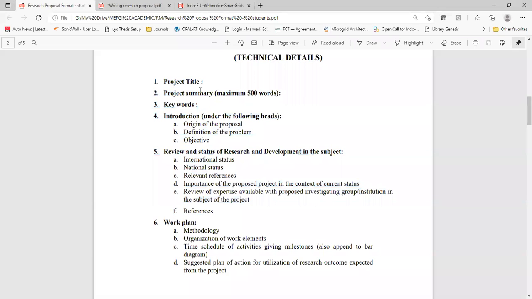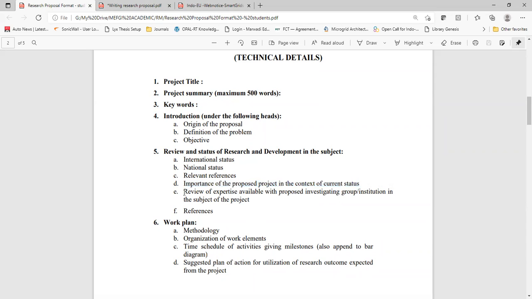Project title will be 1 line. Project summary will be 1 page. Keywords will be 3 to 4. Introduction, that is origin of the proposal, half page. Definition of the problem, not more than half page. Okay, only 1 paragraph. Objectives will be 3 to 4 lines. Okay, international status means literature review of international and national level. Then relevant references. Importance of the proposed project in the context of current status. This should not be more than half page.